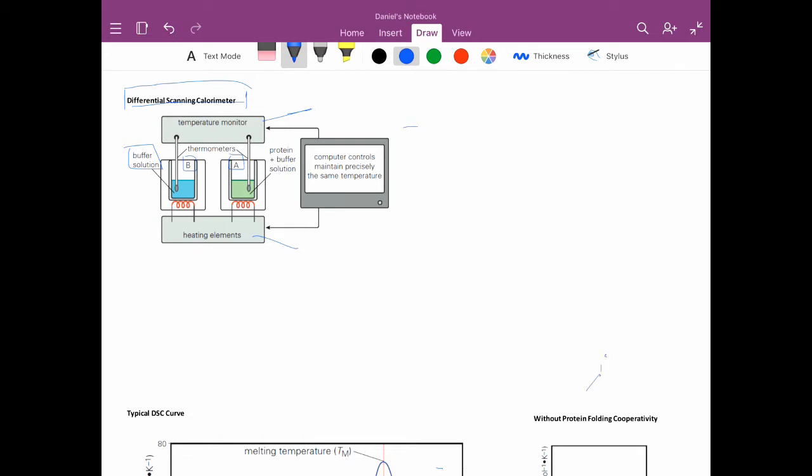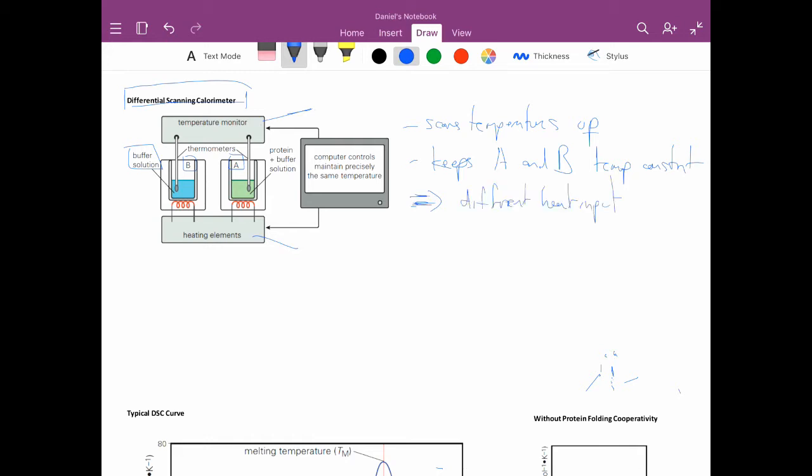And so what this does is it scans the temperature of both of these solutions up. And as it does this, it is constantly using its monitor to monitor the temperatures. And as it scans the temperatures up, it makes sure to keep both of them at the same exact temperature. And if these two solutions have different heat capacities, this will require different amounts of heat input into them.